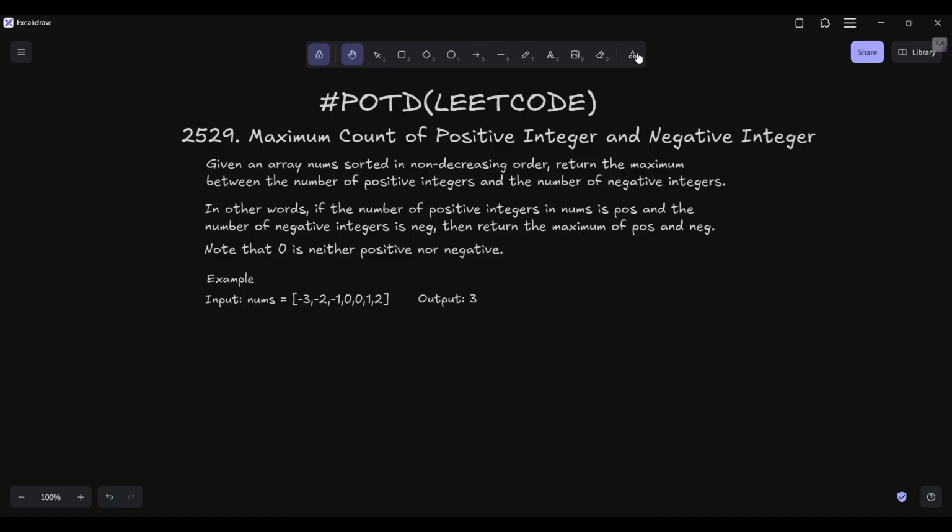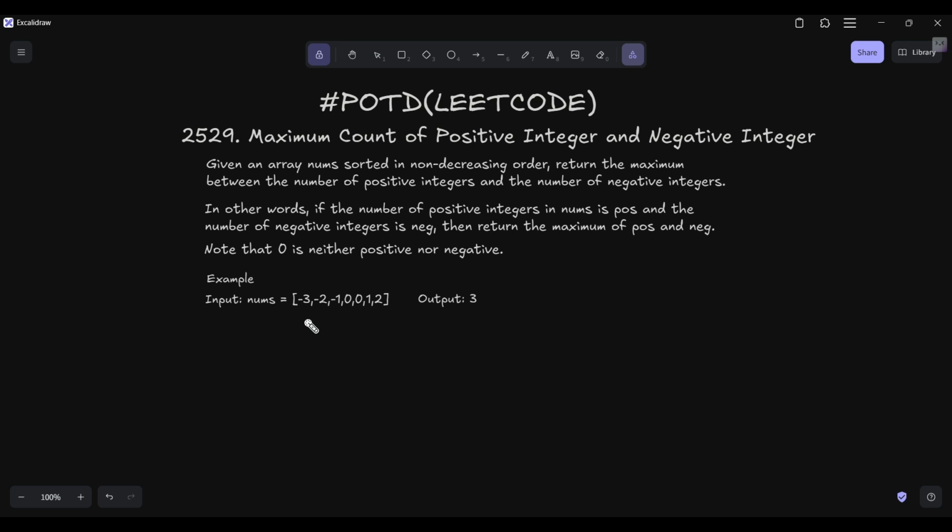So hello guys, here's the next question for the problem of the day in LeetCode, that is Maximum Count of Positive Integer and Negative Integer. Basically this question is straightforward. What we have to do is, we are given an array that is sorted, and we have to return the count of negative integers and positive integers, basically the maximum of those two.